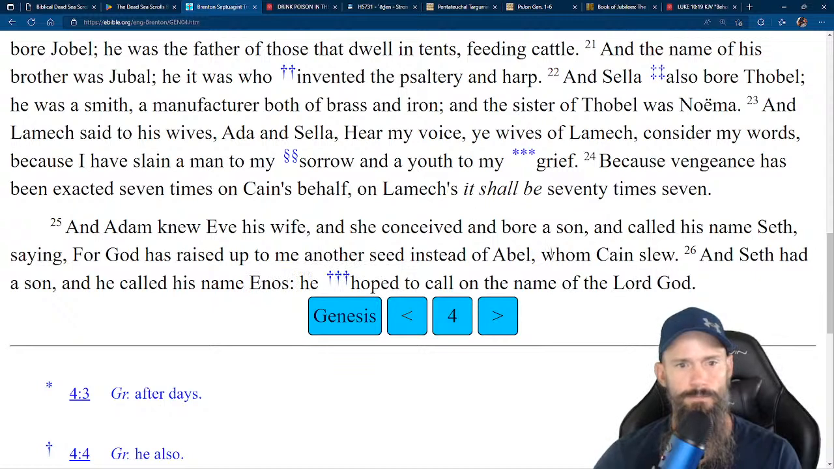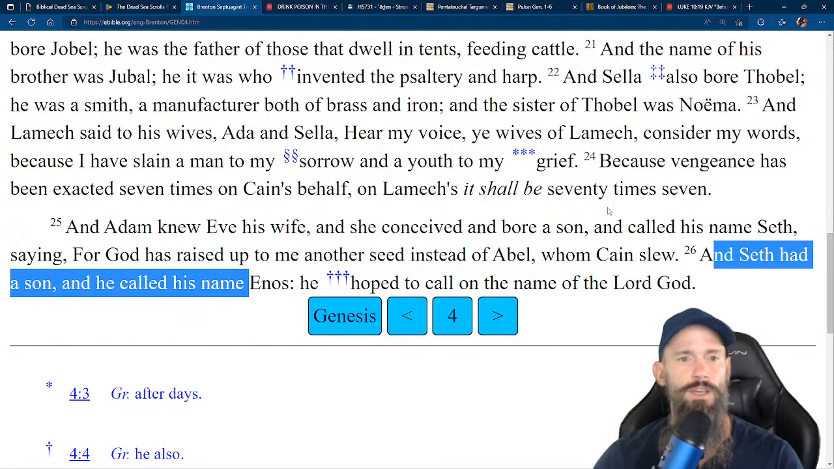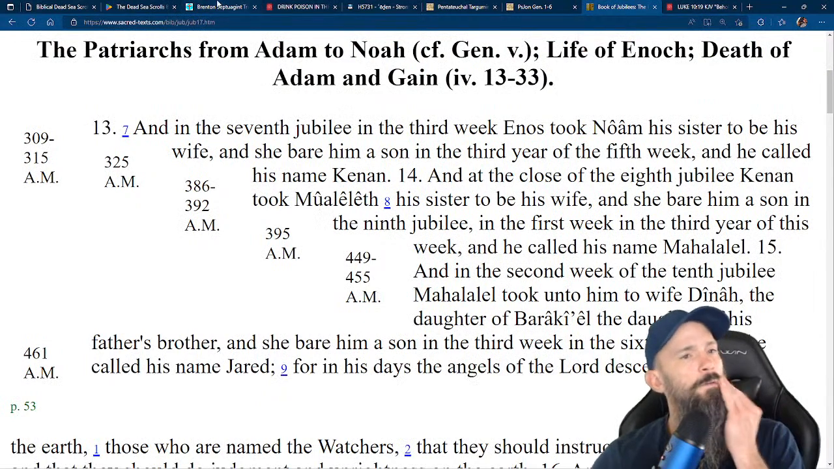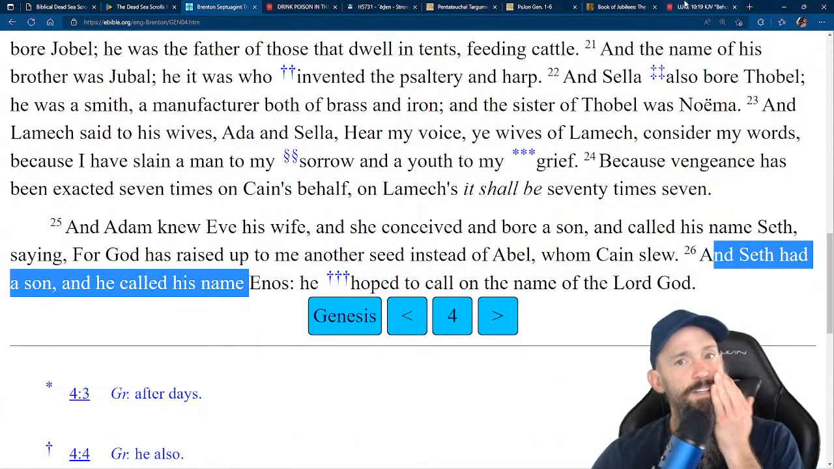See, the sisters or daughters of Adam and Eve are not mentioned. And Seth had a son, he called his name Enos. They're not mentioned because they're in the book of Jubilees. Jubilees goes with Genesis. So, he had a sister.